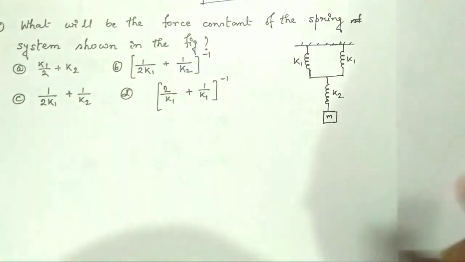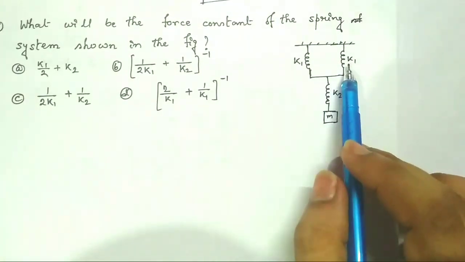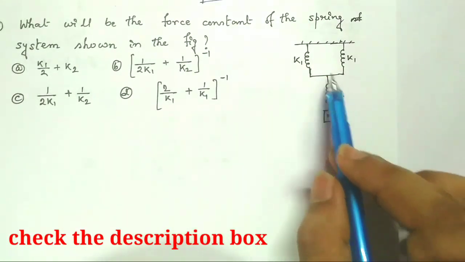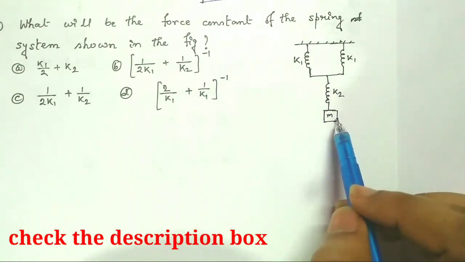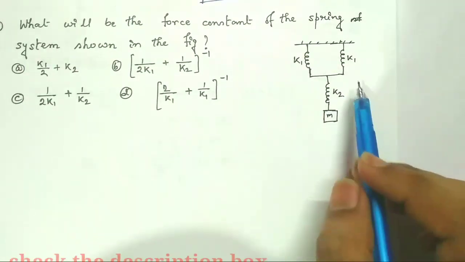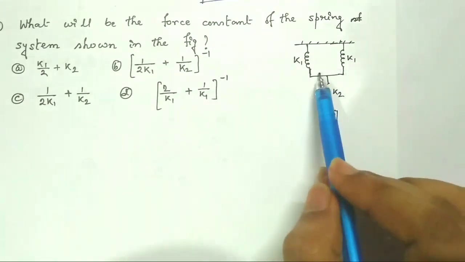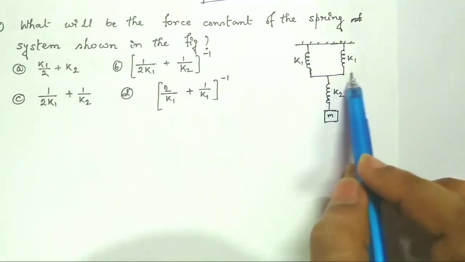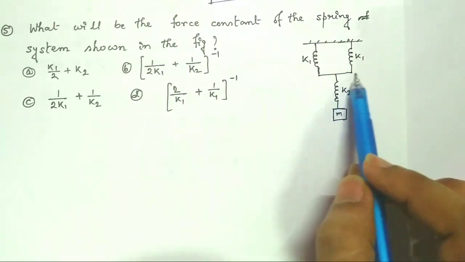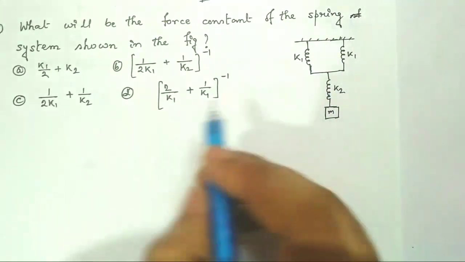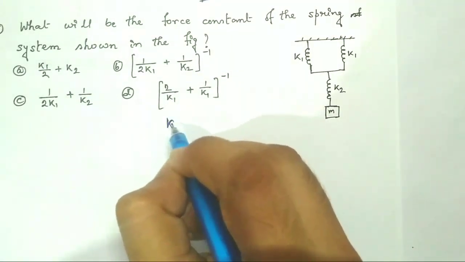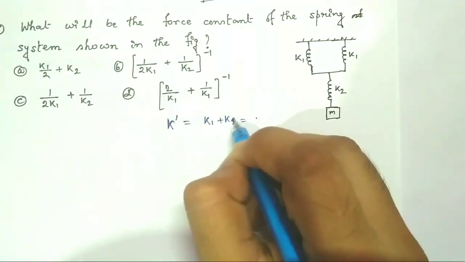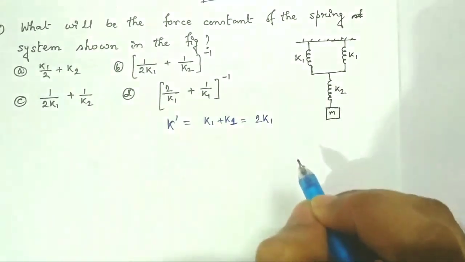Now, these two springs are of spring constants K1 and another spring of spring constant K2 is connected through them and a mass m is hung from the spring system. Now you can easily see that these two springs having spring constants K1 are connected in parallel combination. In parallel combination, the equivalent spring constant will be, this is K prime, will be K1 plus K2, that is K1 plus K1, that is 2K1.